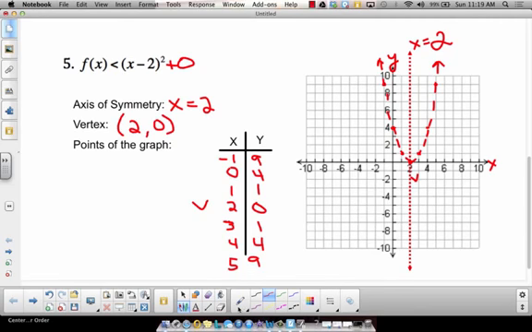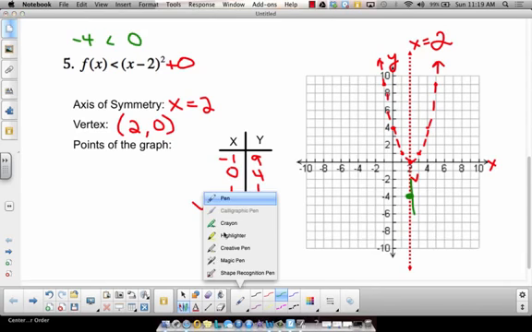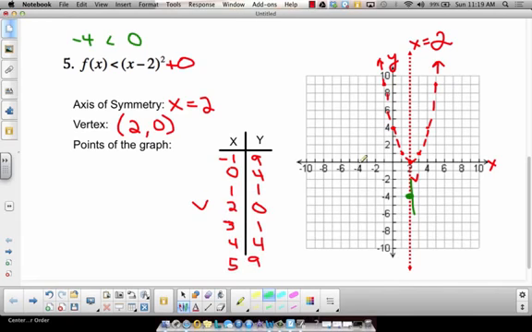Now I've got to deal with where to shade. Again, I'm going to use a green pen just to make it a little bit easier. I want to choose a point that's on here. I guess I'll choose this one. Okay, so I'm at 2, negative 4. So I substitute in here. I've got negative 4 less than. If I put a 2 in here, 2 minus 2 is 0. Then I square it, it's still 0. And then I add 0, I'm still at 0. So is negative 4 less than 0? Yes.